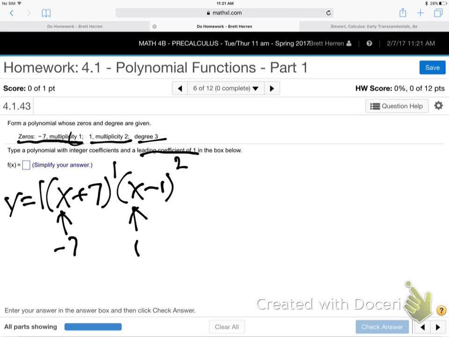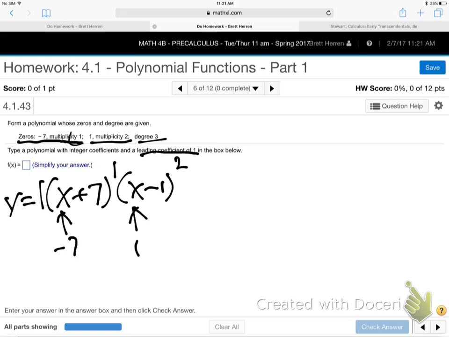Just the results of the multiplication of the x's? We can type in just this. Yeah, we don't even have to FOIL it. Yeah, it's not required. Good? The degree is the power of both of them?